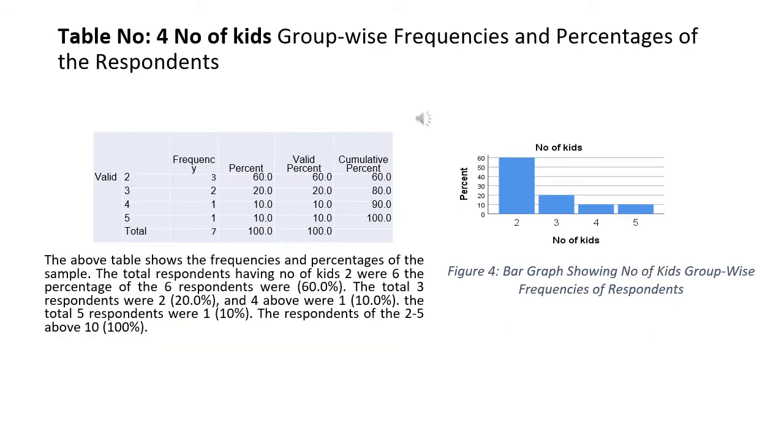In this demographic part of the questionnaire, table number 4 shows the number of kids. The majority of the respondents have only 2 kids.